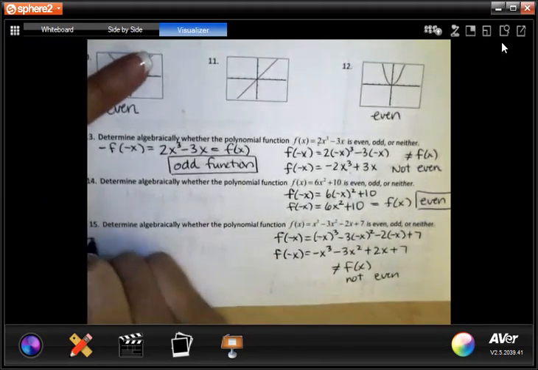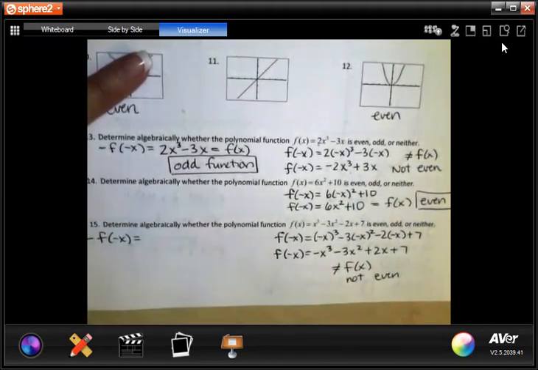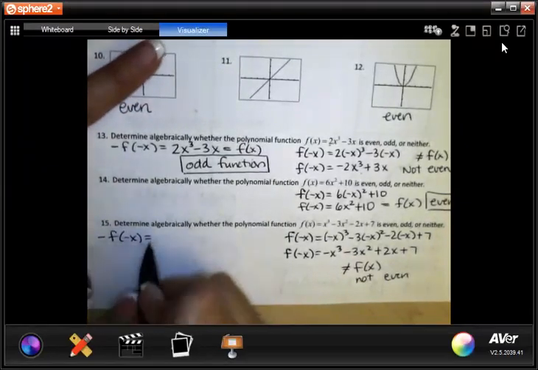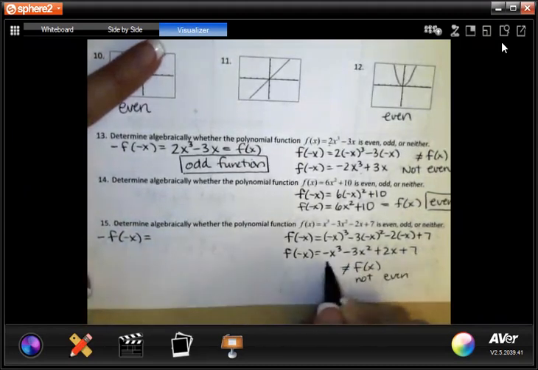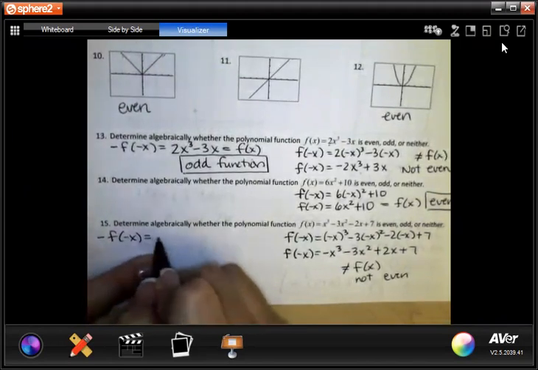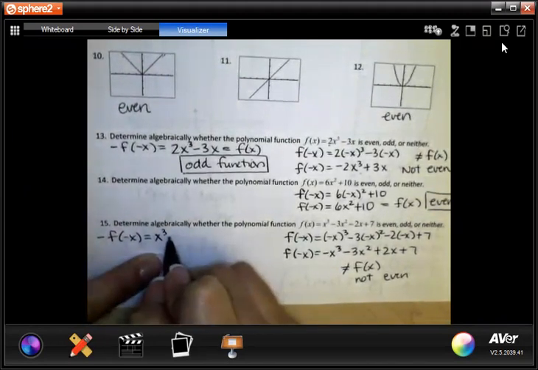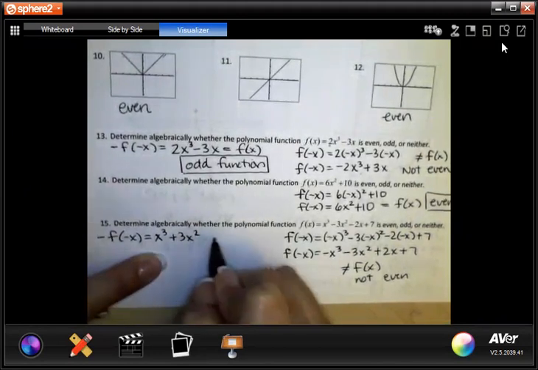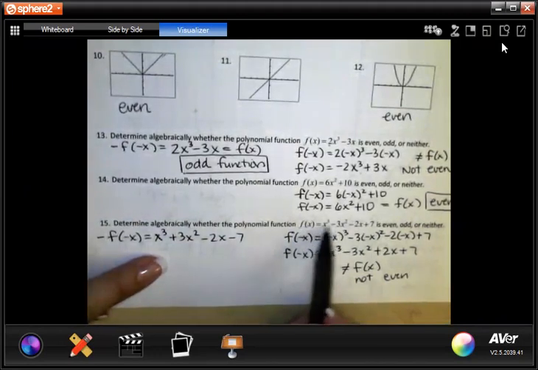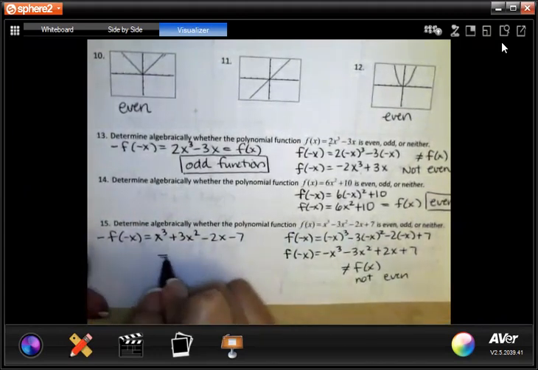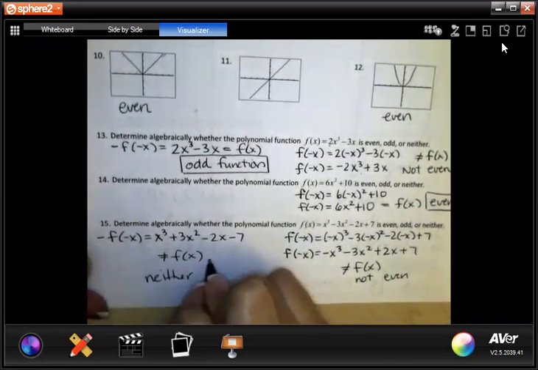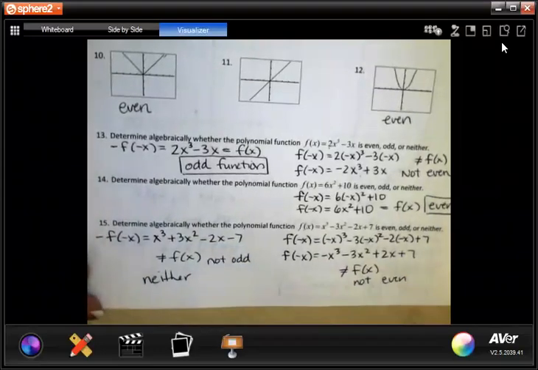Now I test it to be odd. So in this case, I want the reflection across the x and the y. And since we've already found the reflection across the y right here, all I need to do is change the signs for this reflection across the x. So I get a positive x cubed, a positive 3x squared, a negative 2x, and a negative 7. Now, when we look at that right here, that is not the same as f of x. So this would be neither, since it is not odd or even.